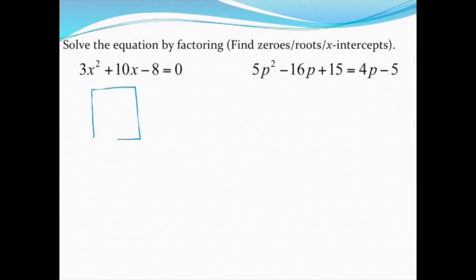So since the a value is not 1, I'll go right to the box method in order to factor this. First term goes in the first box, last term in the last box. I need two numbers that multiply to negative 24 and add up to 10. Be careful on this one. This one tricks a lot of people.